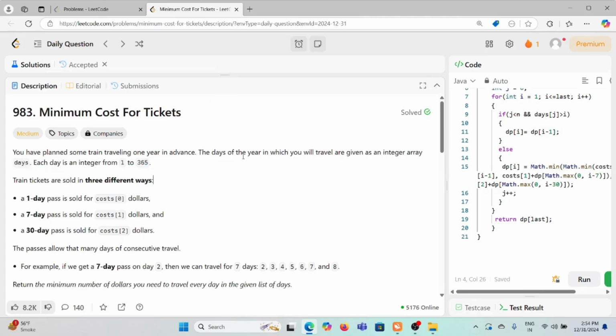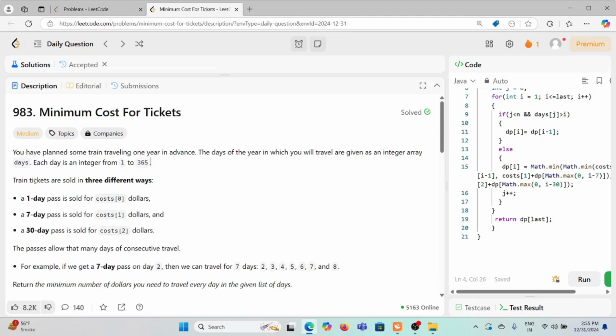So the days of the year in which you will travel are given as the integer days. Each day is an integer from 1 to 365, right? Starting from Jan 1st till 31st December, each and every day is given one index starting from 1. Remember, it's not 0. We are starting from 1 till 365. So Jan 1st is index 1, Jan 2 is index 2, and 31st December is index 365.